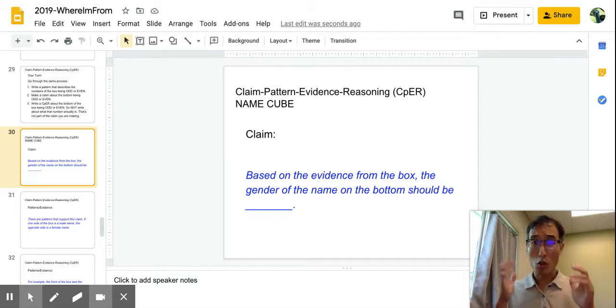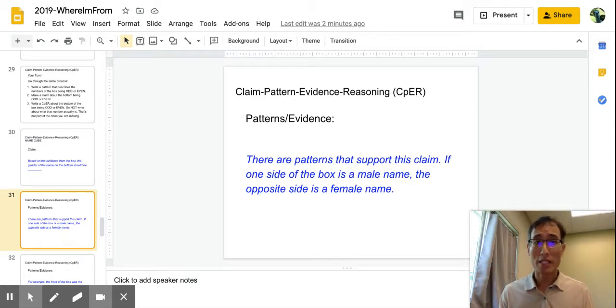Okay, so this is the box we had. I'm going to start off by saying I want you to make a claim on the bottom of the box being a boy's name or a girl's name. Based on the evidence from the box, the bottom of the box should be, and you can say what you think it should be. And then here are some patterns that give us support for this claim. And then we have our if-then statement. So remember, if one side is this, then the opposite side is this.